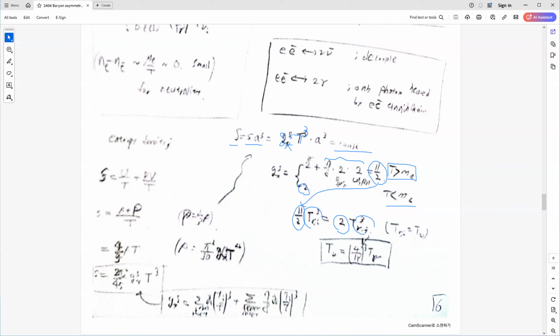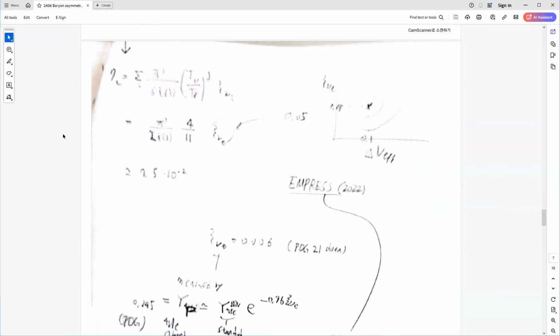root value. So we choose the instance of these factors of the lepton asymmetry formula. By using that, we can obtain the formula for the lepton asymmetry eta_L as a function of the degenerate factors mu over T. And these degenerate factors are currently measured by the EMPRESS experiment in 2022.